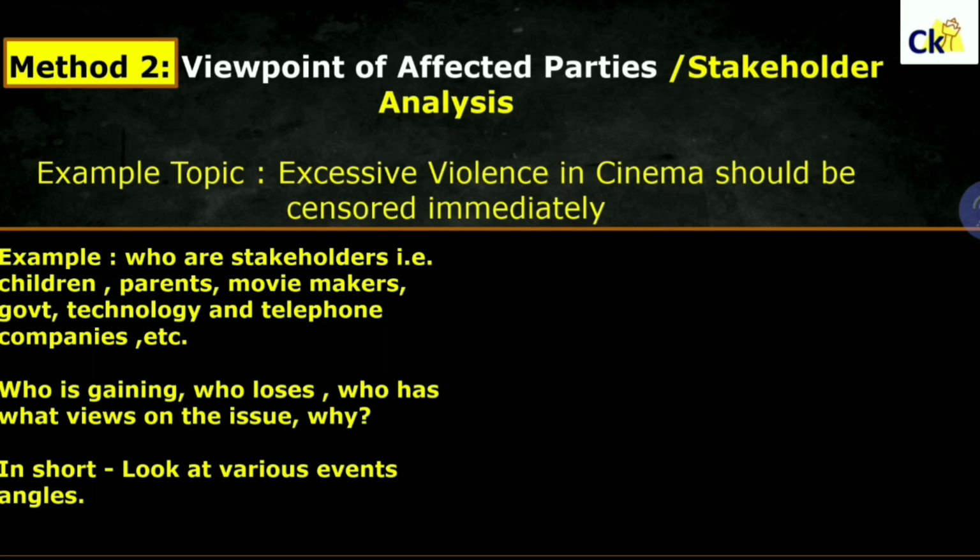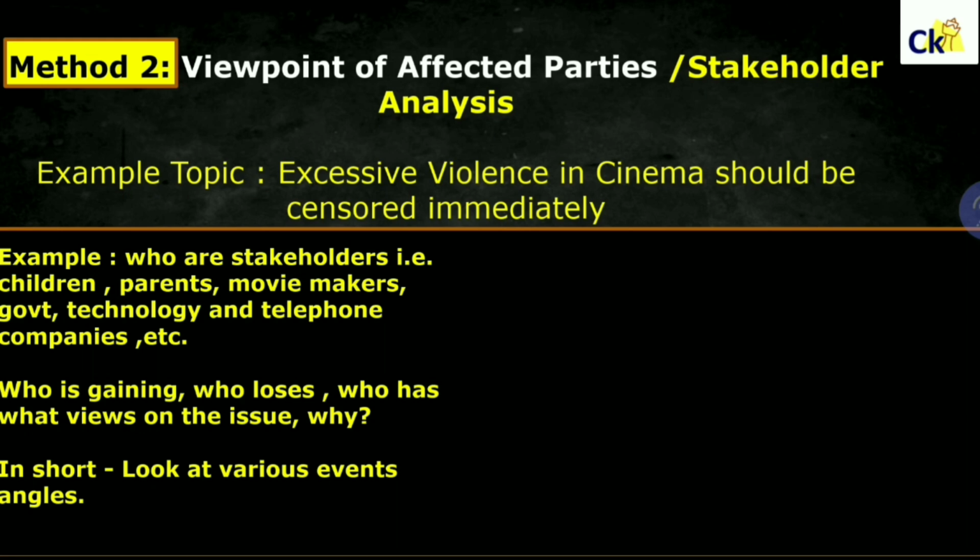Society at large, which is the cinema going public. Children and parents become an obvious thing because we're talking about censoring excessive violence. Movie makers obviously is a party. Who's going to censor it? The censor board. Is that censor board going to be a private entity selected by the public or nominated by the public, or is it going to be a government appointed thing? And if it is going to be a government appointed thing, then the government naturally comes into it. Who else? I mean, if you're talking about violence in cinema, then even technology and telephone companies will come into it.